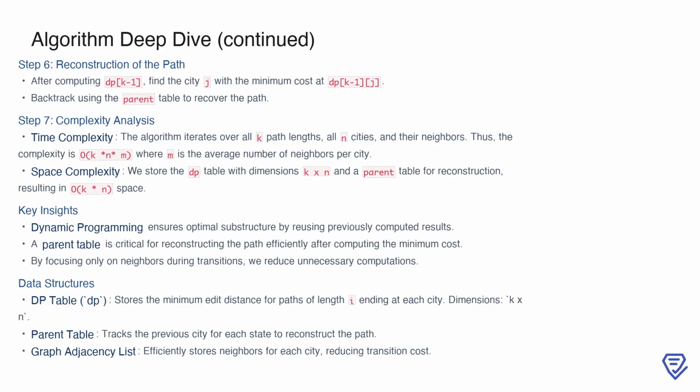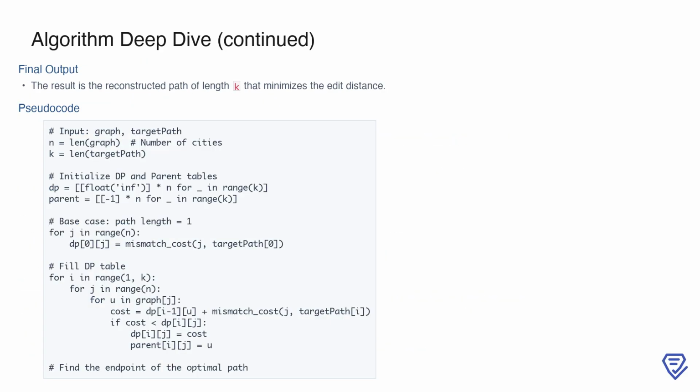By efficiently leveraging dynamic programming, we ensure that each subproblem is solved optimally and reused, while the parent table simplifies path reconstruction. The final output of our algorithm is the reconstructed path of length k with the minimum edit distance. To implement this, we initialize the dp and parent tables.